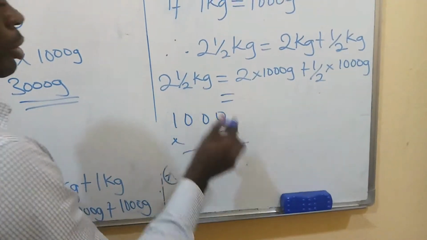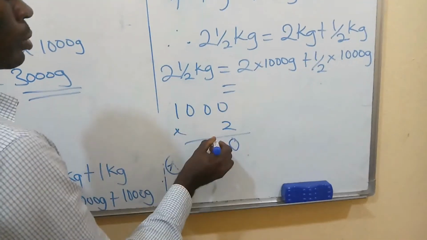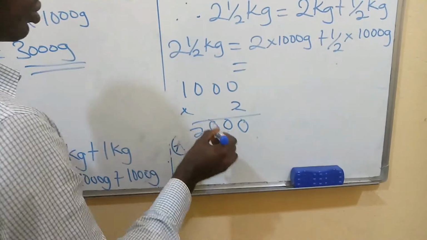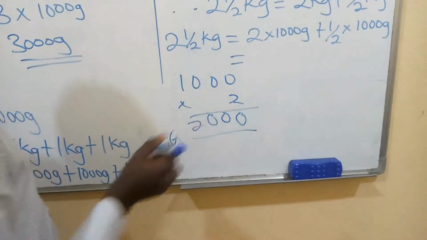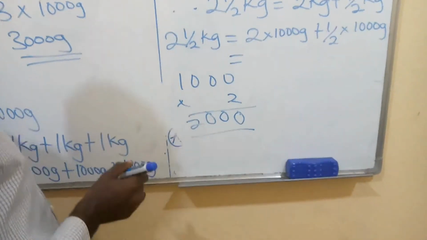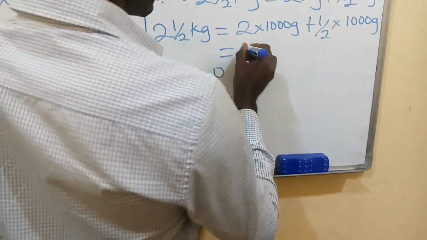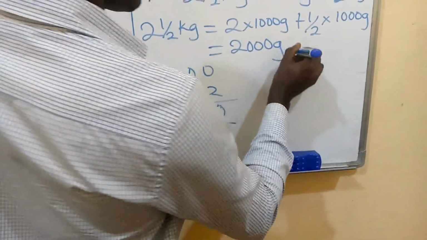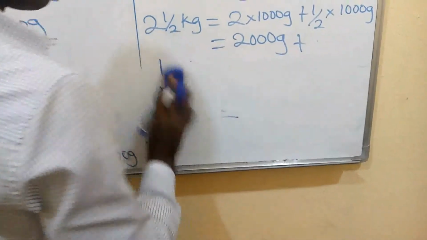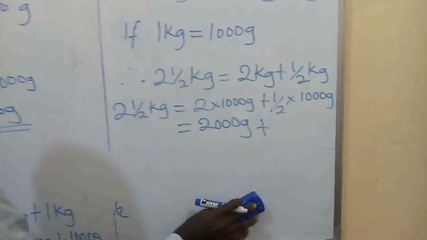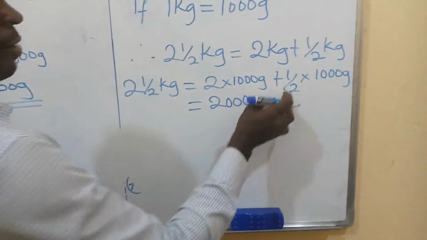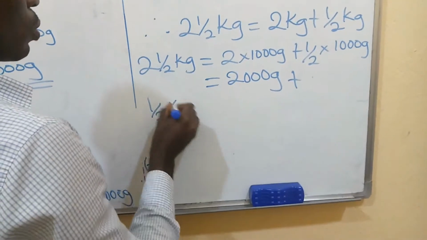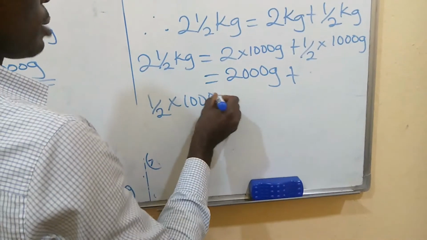So now 2 times 0 is what? 0. 2 times 0, 0. 2 times 0, 0. And 2 times 1 is what? 2. So what do we have? 1,000 times 2 is what? 2,000 grams. Plus, next we are going to convert a half kilogram to grams. So we have here a half times 1,000 grams.